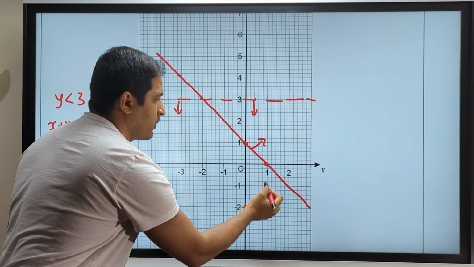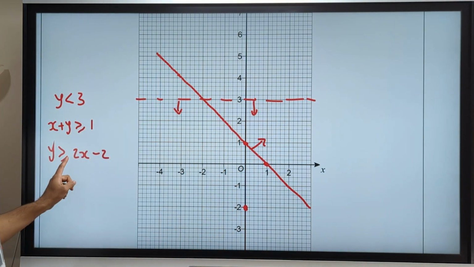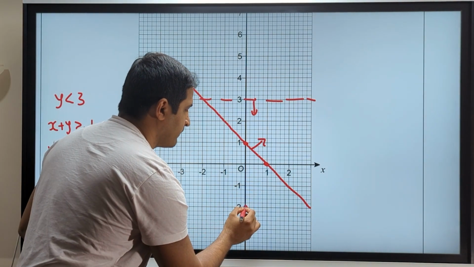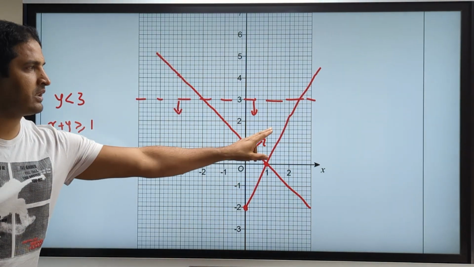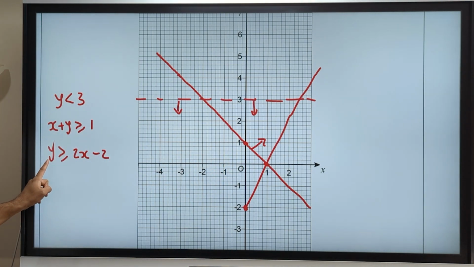When you move 1 across, you're going 2 up. So we need to draw a straight line going through that, and it's greater than or equal to, so it's going to be a solid line again. That's the line. Now let's put 0, 0 in here: 0 is greater than negative 2.